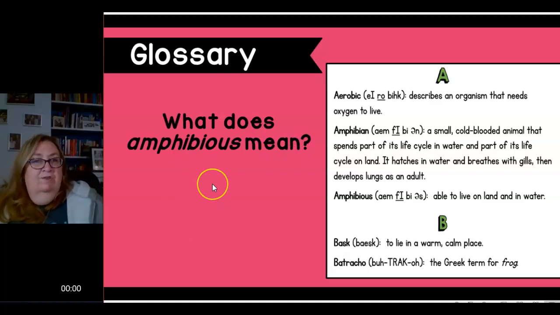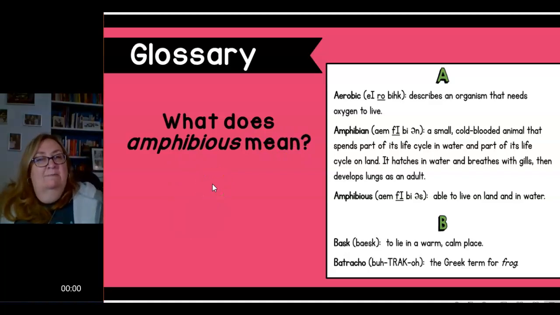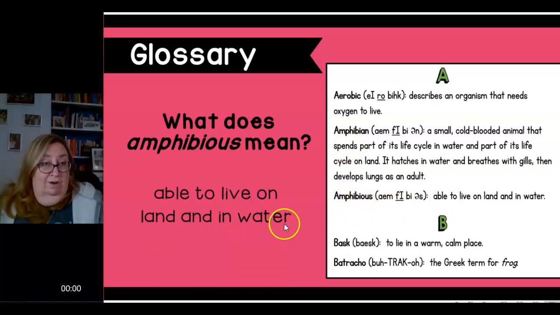So let's answer this question. What does amphibious mean? Pause and type your answer. According to this slide, in the glossary, amphibious means able to live on land and in water.